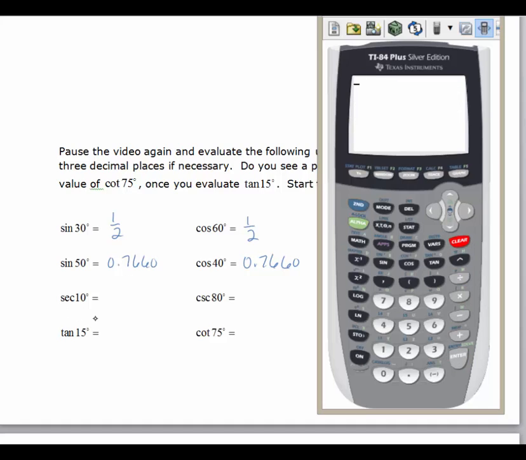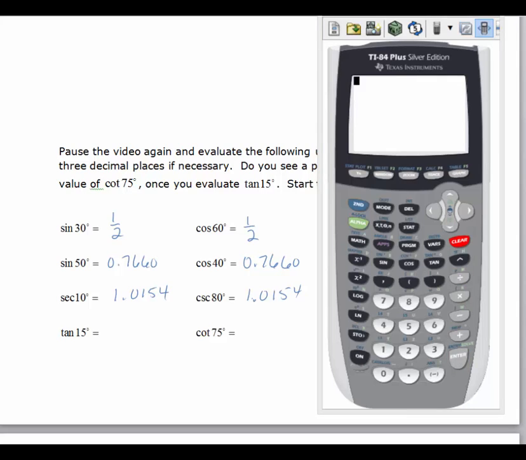Alright, now let's do the secant of 10 and the cosecant of 80. For the secant of 10, I'll do 1 divided by the cosine of 10 degrees. And then for the cosecant of 80, I'll do 1 divided by the sine of 80 degrees. I get the same exact value, so 1.0154.